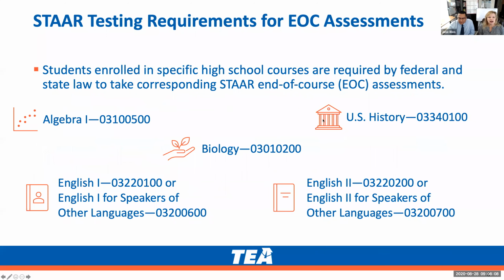So for end of course testing requirements, students enrolled in specific high school courses are required by federal and state law to take the corresponding STAAR end of course assessment. And we often get questions about what courses are associated with those, especially as we talk about the waiver in a few minutes. So these are the PEIMS numbers for the courses that have associated STAAR end of course assessments.